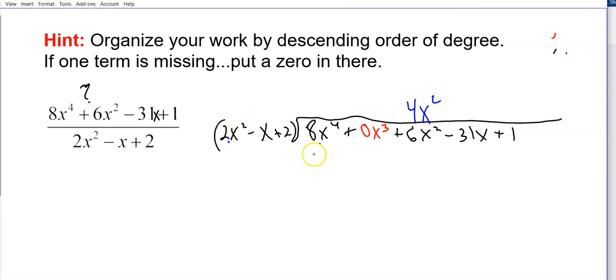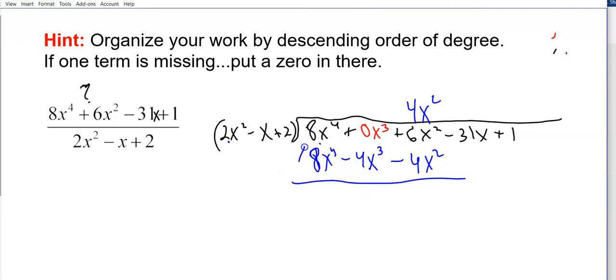Multiply that by all three terms there. I get 8x to the fourth. That's good. I like that. Minus 4x to the third. That's why we have that placeholder there. It'll help keep our work organized. We wouldn't have a place for our x cubed. It'd get confusing. Minus 4x squared.